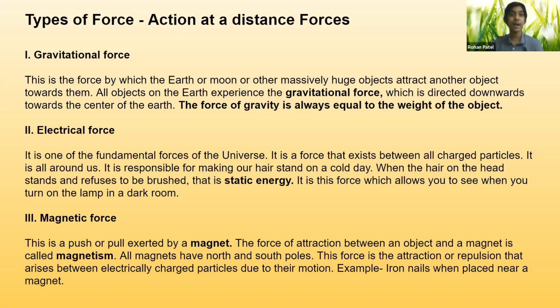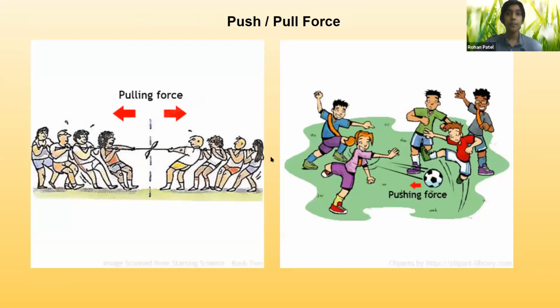And lastly, we have a magnetic force. This is a push or pull exerted by a magnet. The force of attraction between an object and a magnet is called magnetism. All magnets have north and south poles. This force is the attraction or repulsion that arises between electrically charged particles due to their motion. Examples include iron nails when placed near a magnet. So, pulling force: if they're pulled on both sides with an equal force, then of course in the tug of war, the middle part won't move.